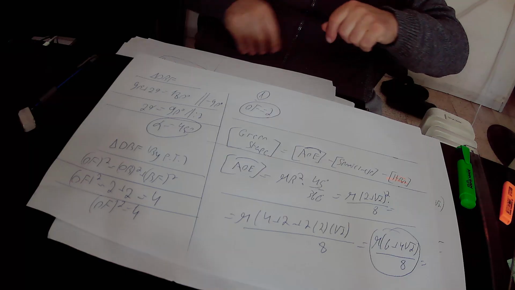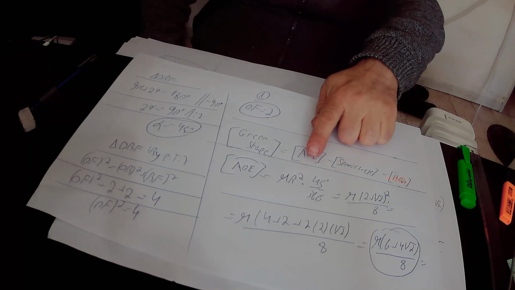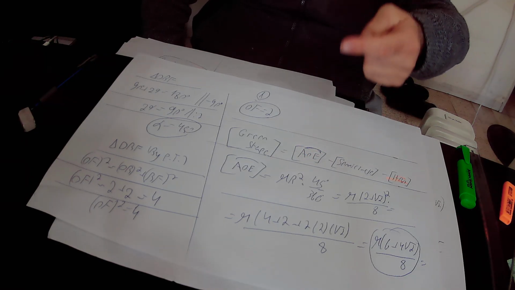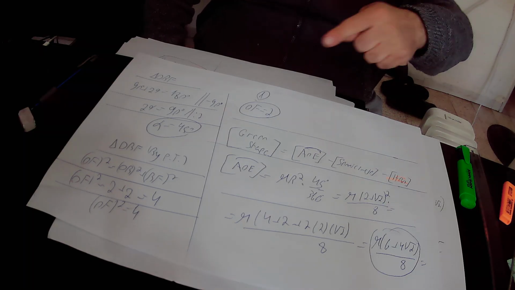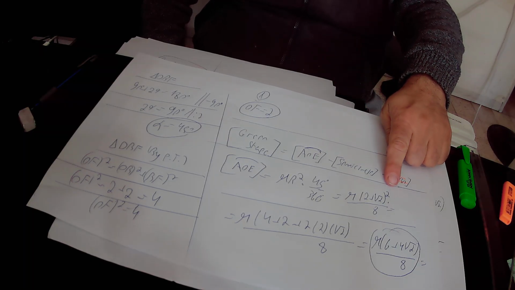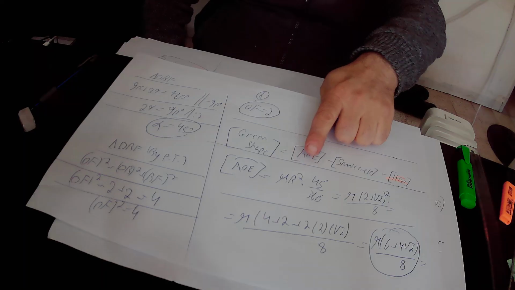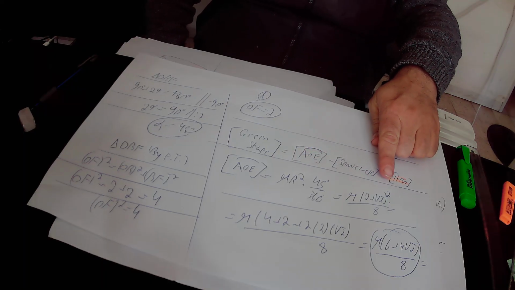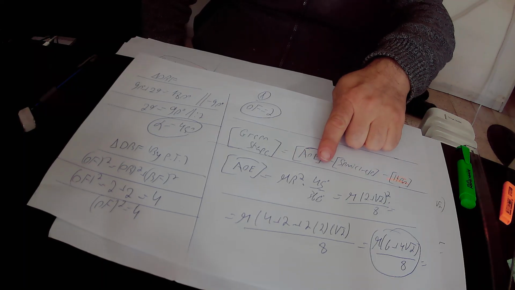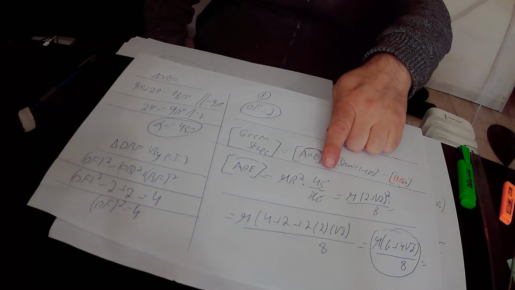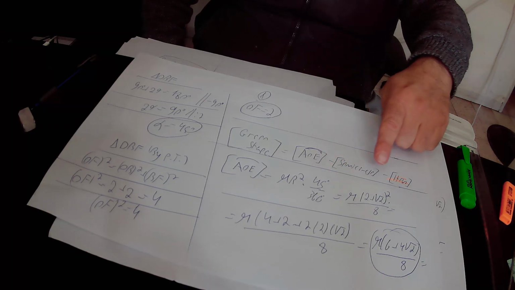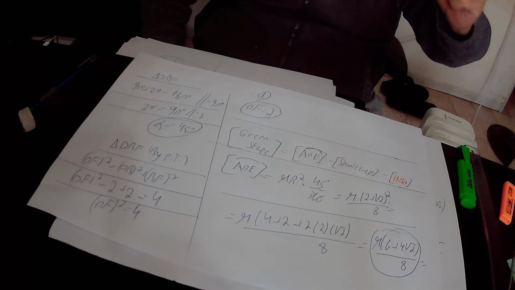So the area of sector AOE equals pi R squared times 45 over 360. R equals 2 plus square root of 2, therefore R squared equals 2 plus square root of 2, squared. So in total, the area equals pi times 2 plus square root of 2 squared times 45 degrees over 360 degrees. 45 over 360 is 1 over 8, so we have to divide the area by 8.